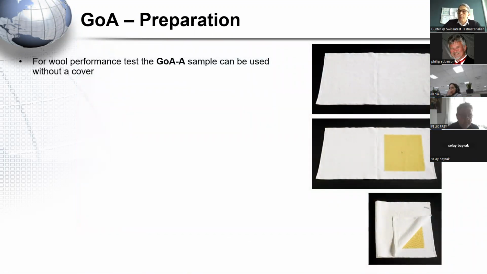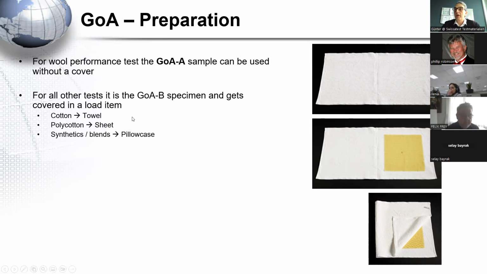As mentioned, for the wool performance test, the GoA A sample can be used now in this state without any cover, and for all other tests, the GoA B specimen is used, and they all get covered in a load item. For cotton testing, it is a towel. For polycotton, it's placed in a sheet, and for synthetic blends, it is placed in a pillowcase.